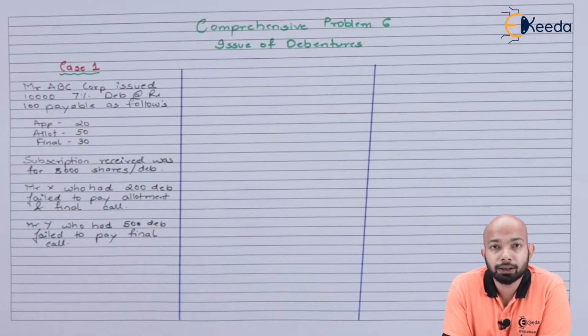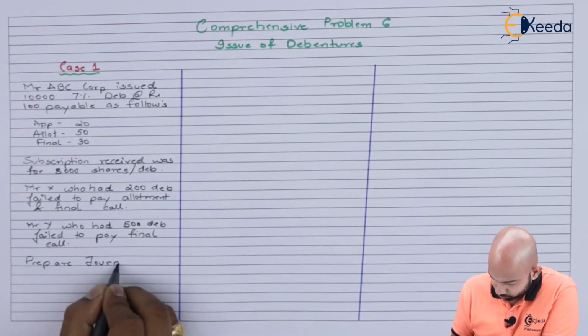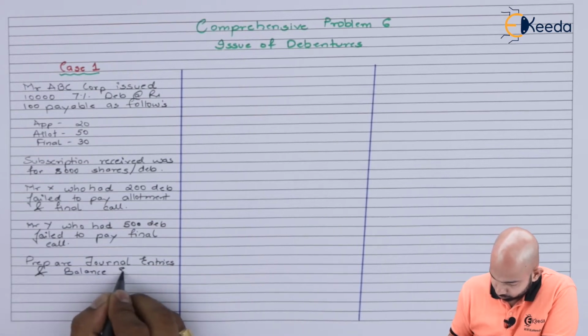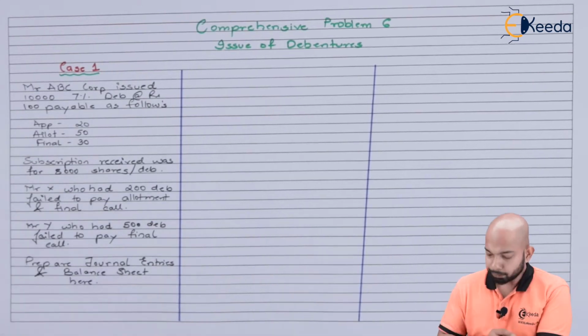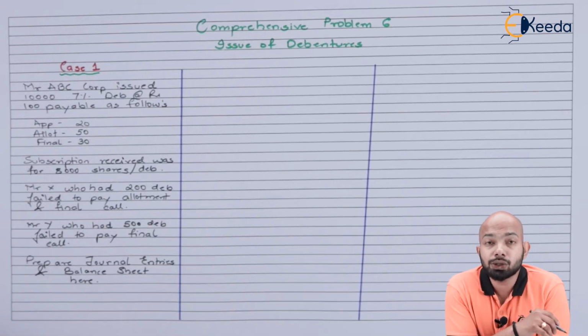Let's go on to the next part. We have to prepare the journal entries and balance sheet in this question, which has been mentioned. Let's go on to case 2 now.